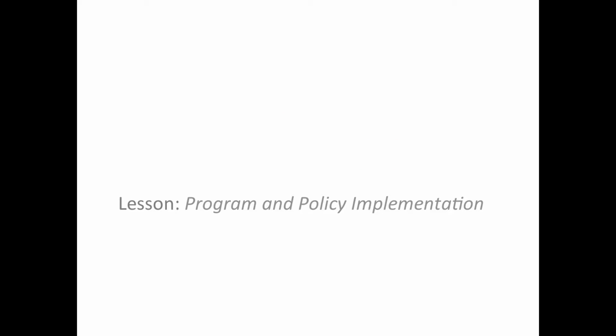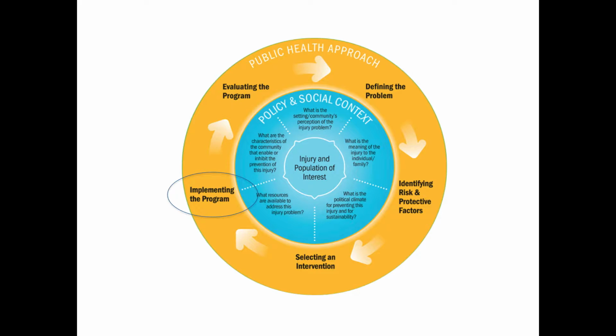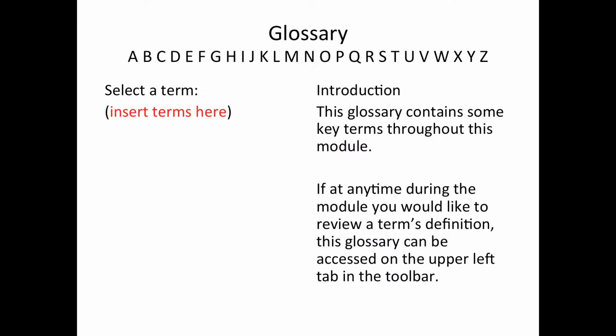Welcome to this module, Program and Policy Implementation for Injury Prevention Practitioners. This module will provide you with a basic understanding of how to plan the implementation of injury prevention interventions. Implementation is the fourth stage of the public health approach to injury prevention. However, laying the groundwork for implementation planning occurs throughout the entire process.